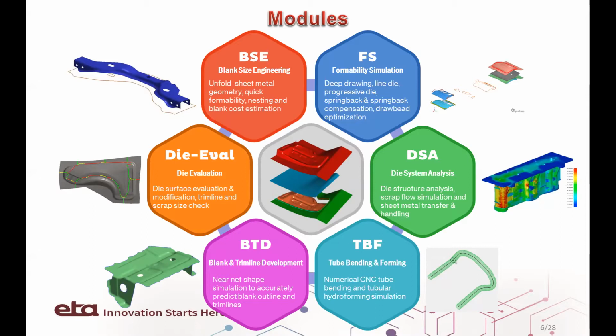Dynaform also consists of blank and trimline development module, which is utilized to conduct near net shape simulation for prediction of blank outline and trimline using iterative optimization approach. Last, the tube bending and forming module is utilized to conduct CNC tube bending and tubular hydroforming simulations. All the features provided by Dynaform help to troubleshoot stamping defects and improve product quality as well as stamping processes.